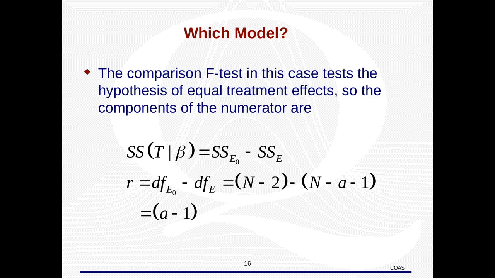This ratio, compared against the mean squared error from the full model, tells us whether the observed improvement in fit is statistically significant or merely due to random variation. The choice of which model to compare is therefore not arbitrary. It flows directly from our substantive hypothesis about treatment effects. We are asking whether the data provide sufficient evidence to reject the simpler model in favor of the more complex one. This decision framework ensures our statistical test aligns with our scientific question.